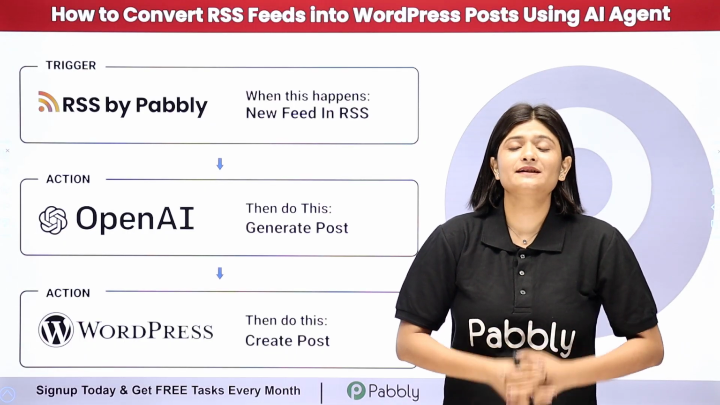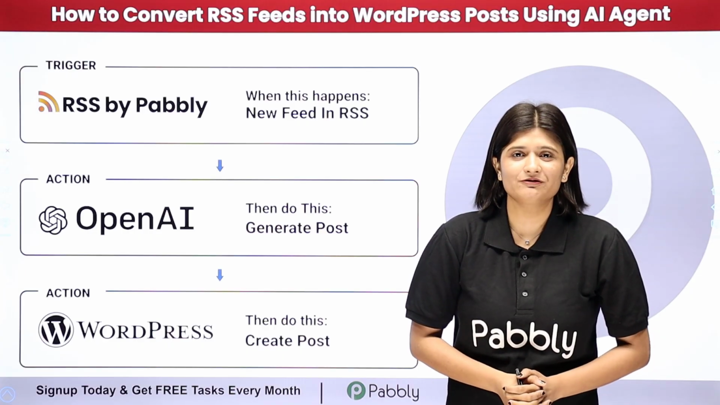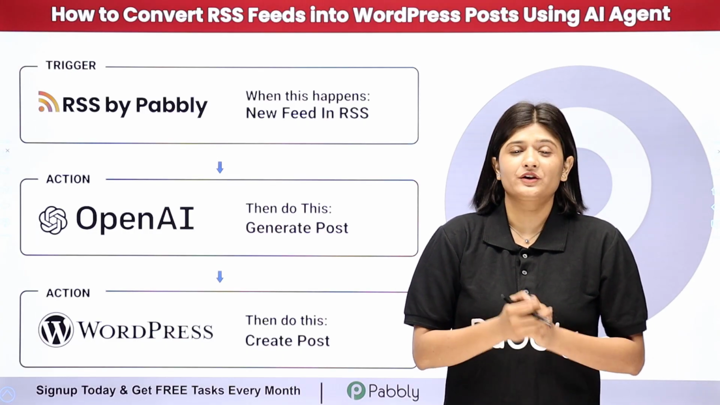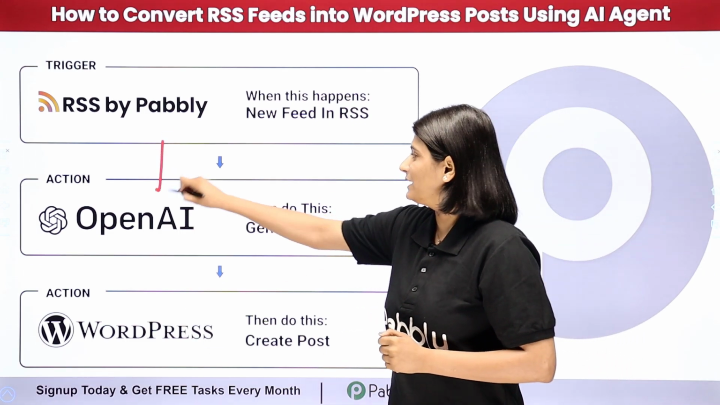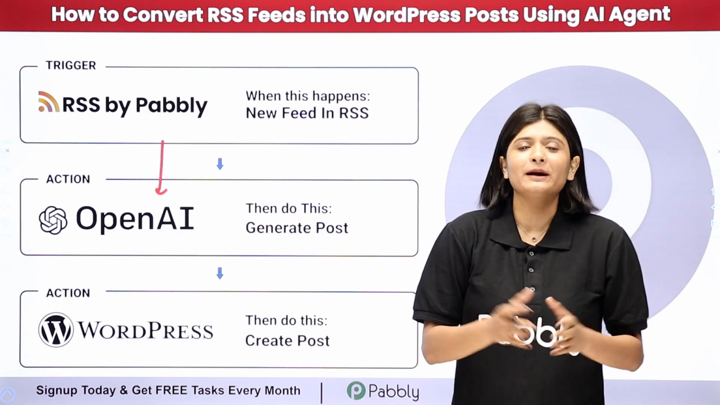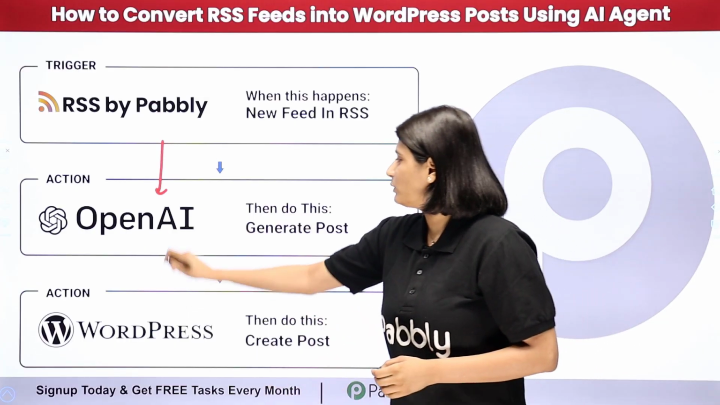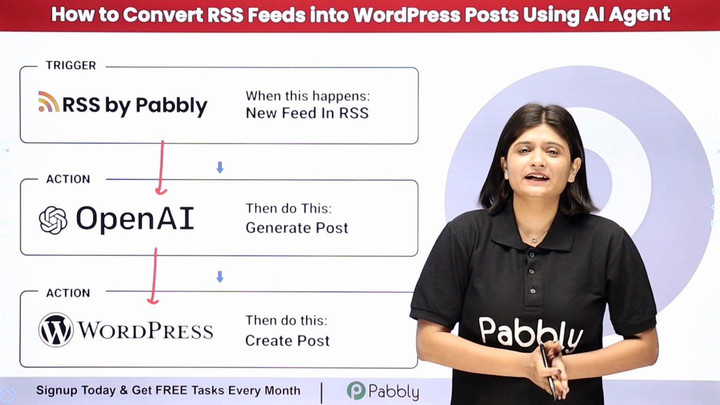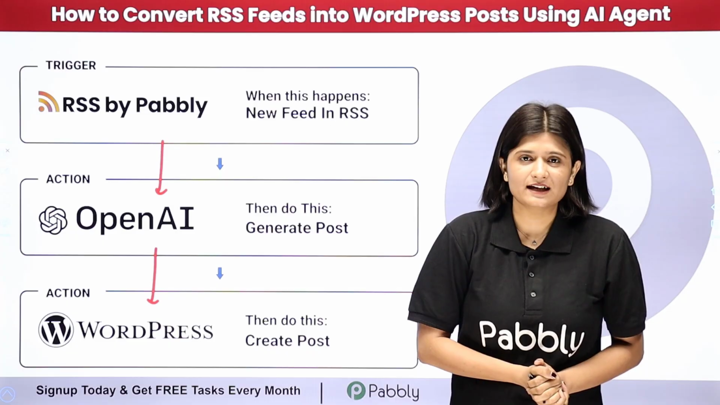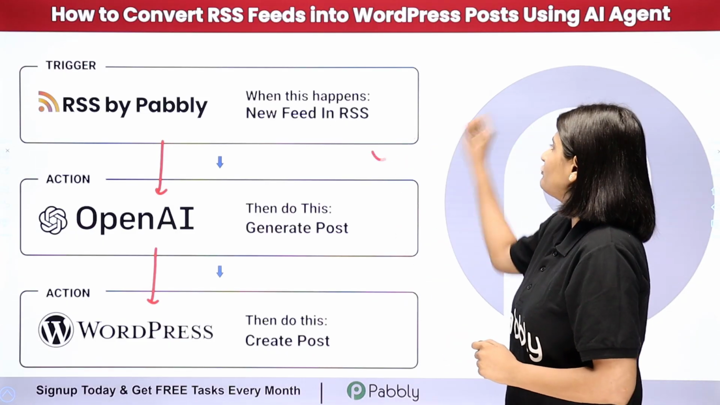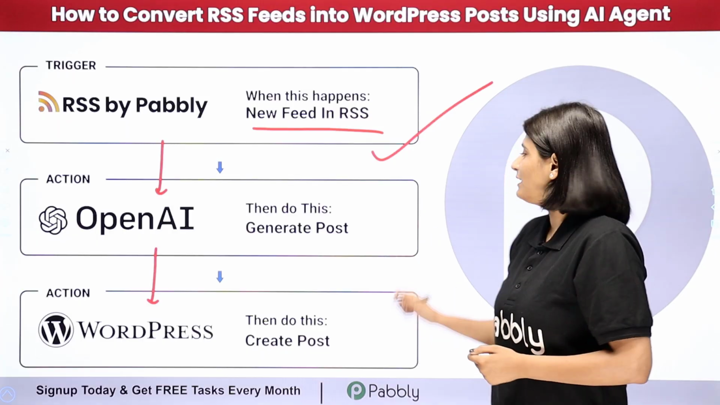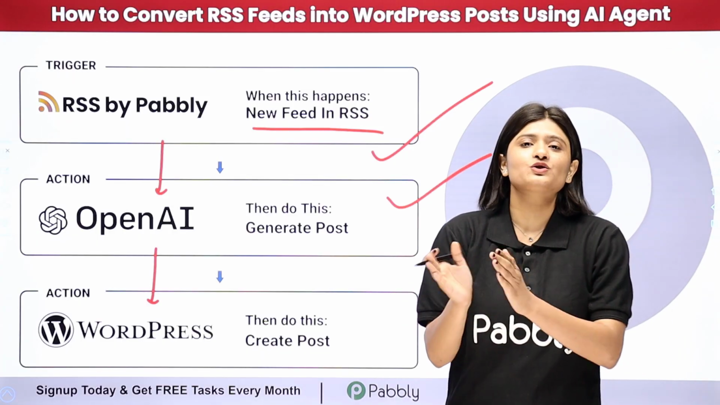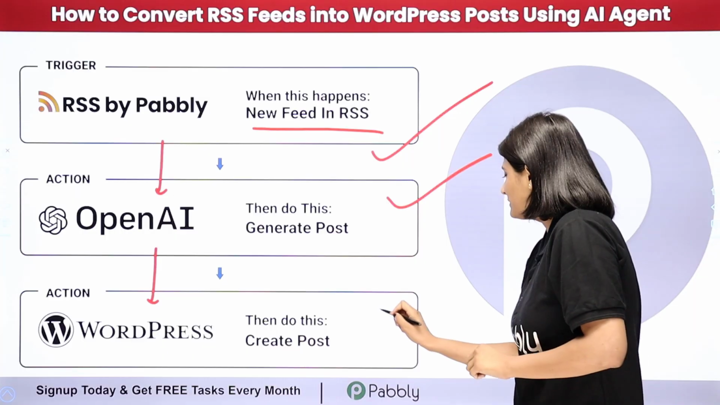So Pabbly Connect is an amazing automation and integration software which requires no coding or programming skills. Here I just need to build connection between RSS by Pabbly, OpenAI. Here I'm going to take my AI agent as OpenAI and then WordPress. With the help of Pabbly Connect, I'm going to build this connection in such a way that whenever there will be new feed in my RSS, the post will be automatically generated with the help of OpenAI, and then this post will be automatically created on my WordPress.